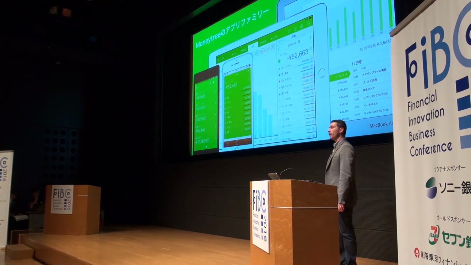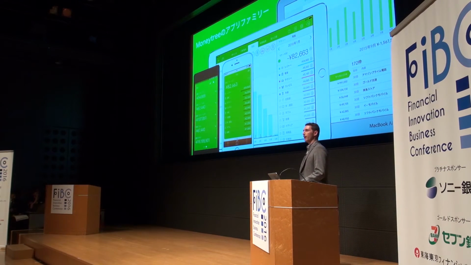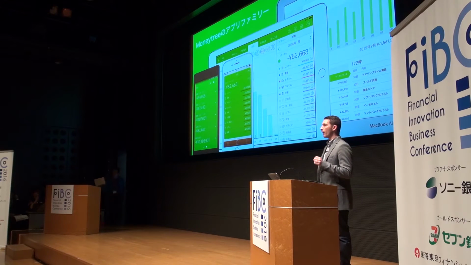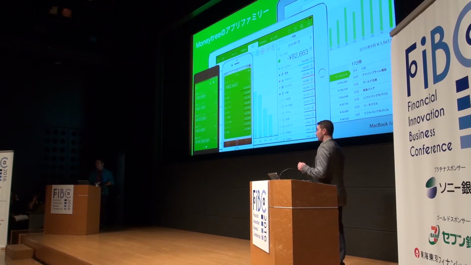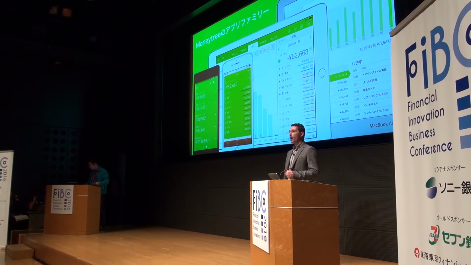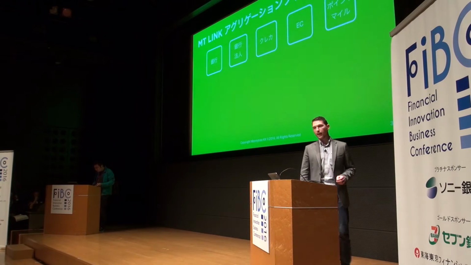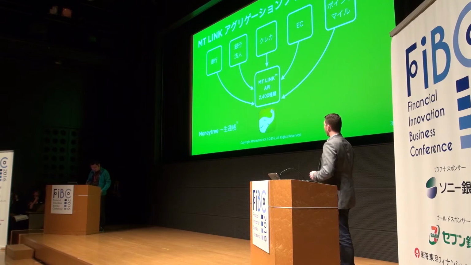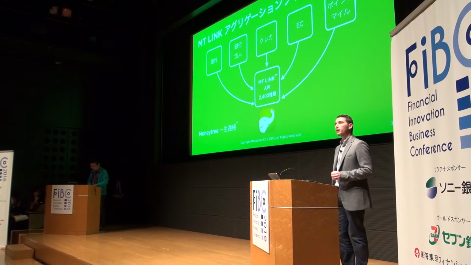To tell you a little bit about Moneytree, we are a personal financial management tool in the Japanese marketplace, and we won Apple's Best of Award in 2013 for our iOS app. But we are a full platform service. We work across iPhone, iPad, web, and Android platforms. But what I wanted to talk to you today is not about Moneytree, the application. I wanted to talk to you about the underlying technology, MT-Link, behind it.